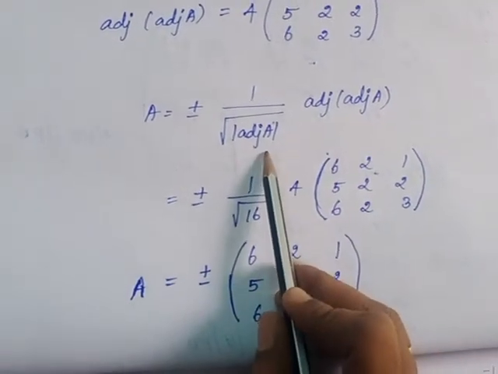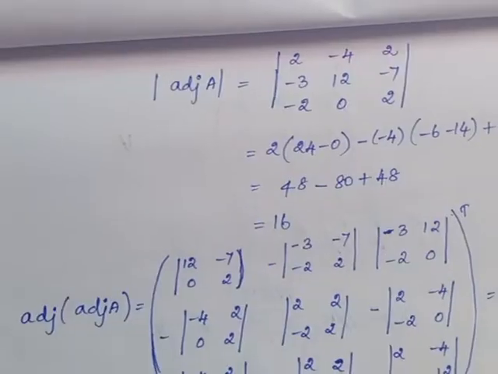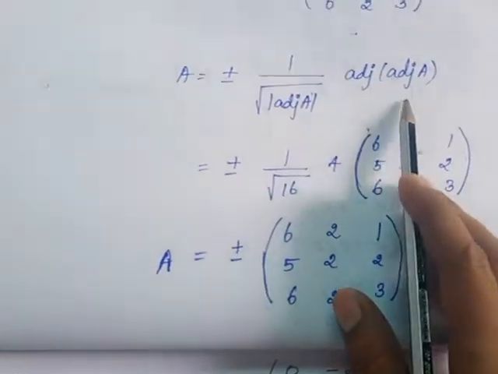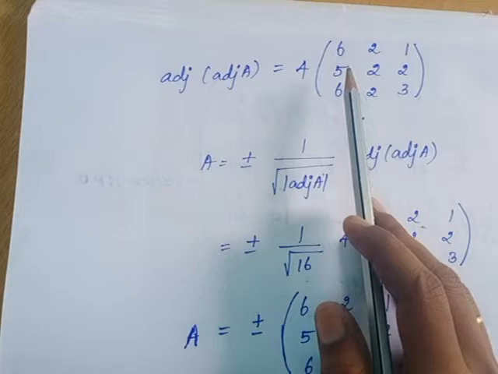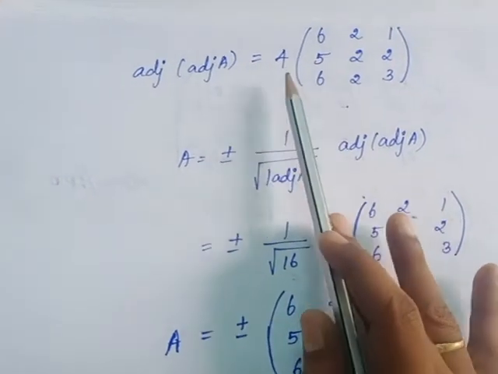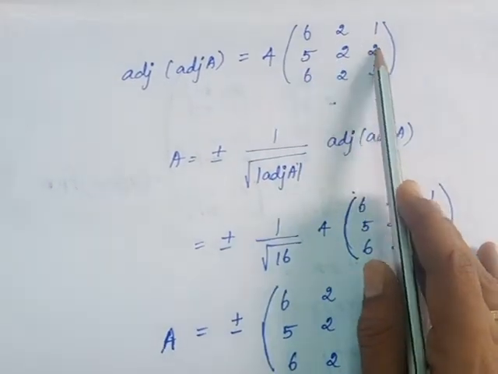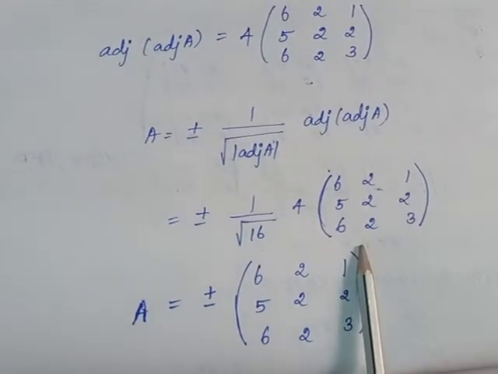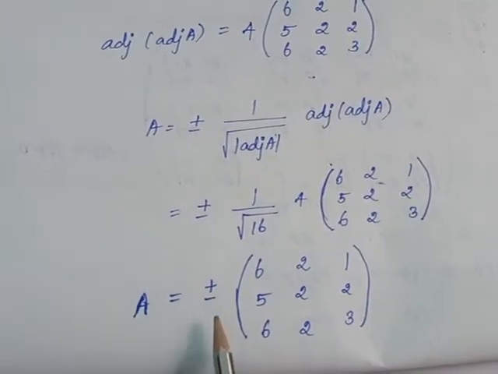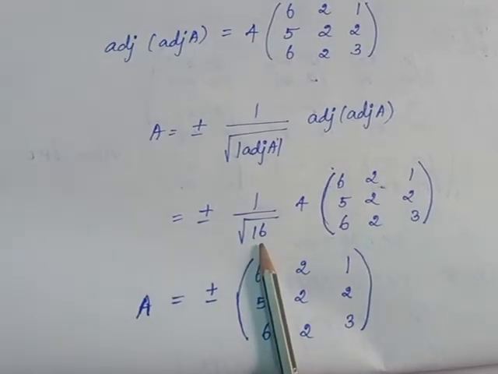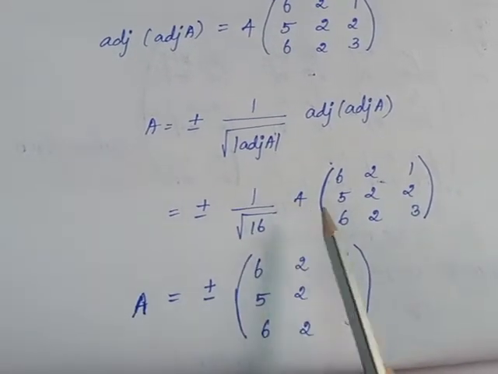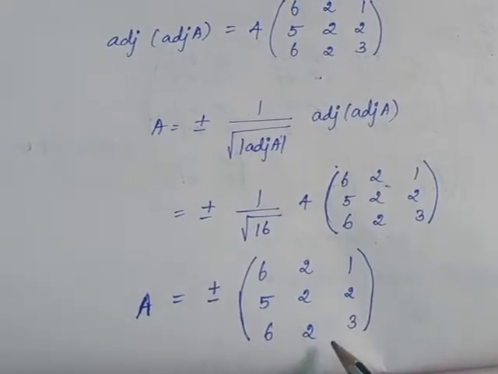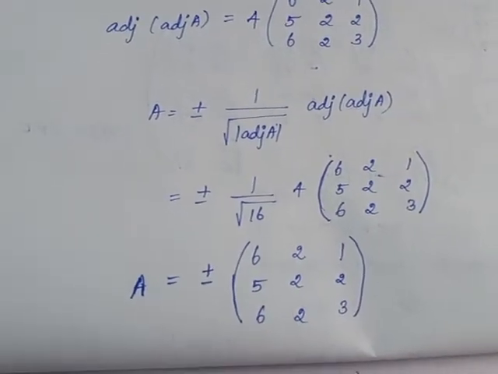Next, you just apply the determinant of adjoint A value and adjoint of adjoint A value here. The determinant of adjoint A is 16. Next, for adjoint of adjoint A, you just take 4 as common, so it is taking out [6, 2, 1; 5, 2, 2; 6, 2, 3]. Just apply here: A equal to plus or minus root of 16, which is 4. So this 4 and 4 cancel. Remaining is [6, 2, 1; 5, 2, 2; 6, 2, 3]. It is the answer for the problem.